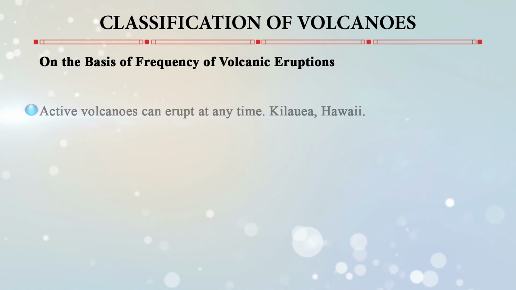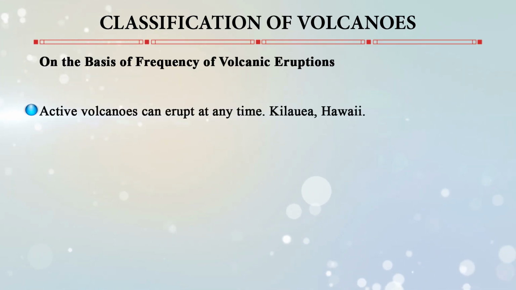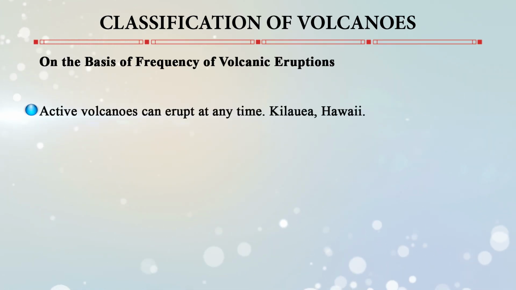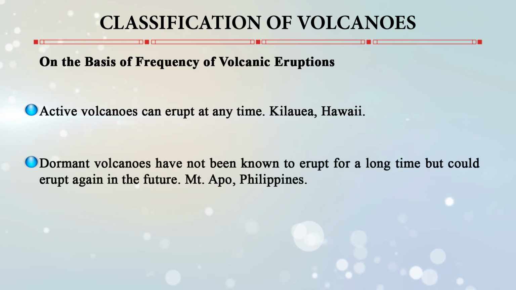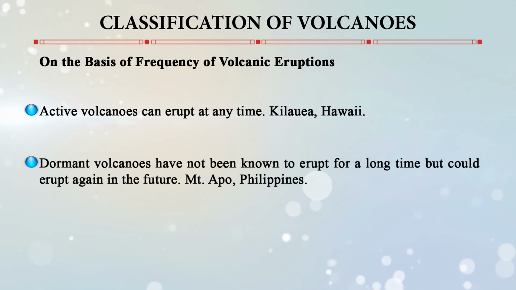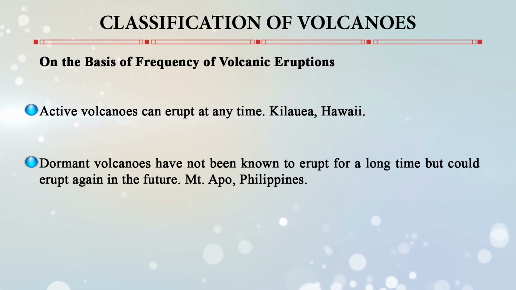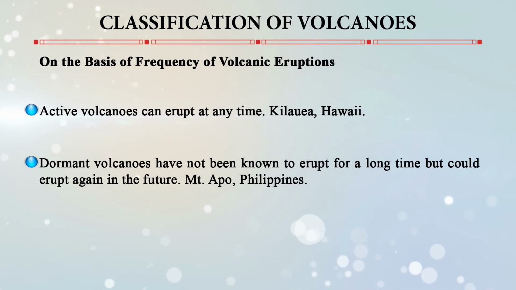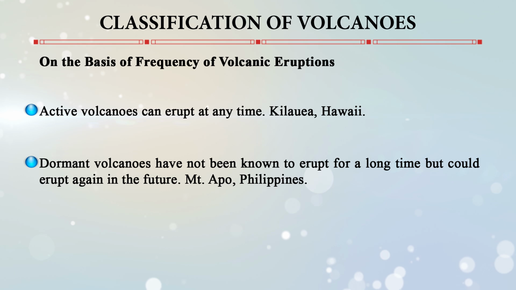Now, we have different ways to classify volcanoes. The first one we can see is on the basis of frequency of volcanic eruption. Active volcanoes can erupt at any time. Example is Hawaiian volcanoes. Dormant volcanoes are those which have not been known to erupt for a long time but could erupt any time in the future.